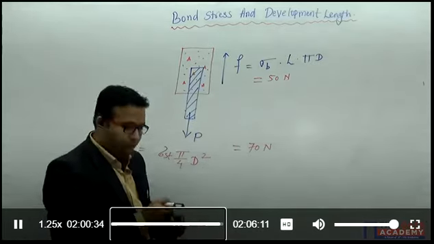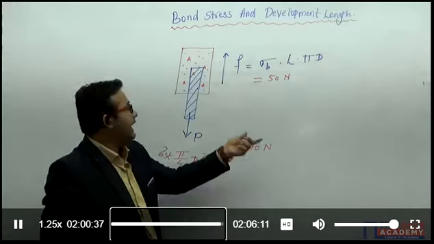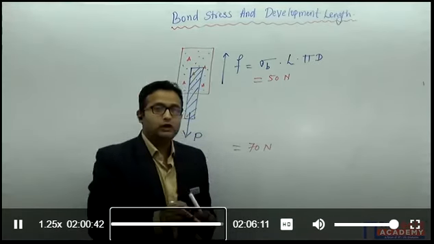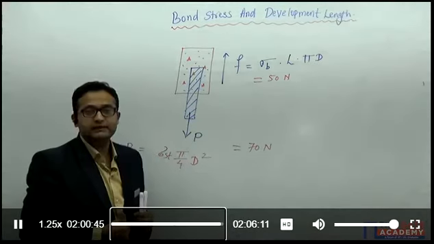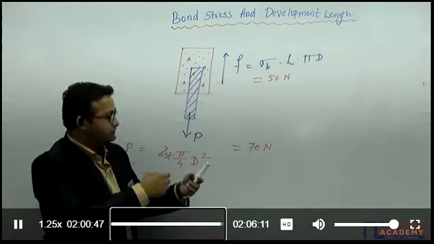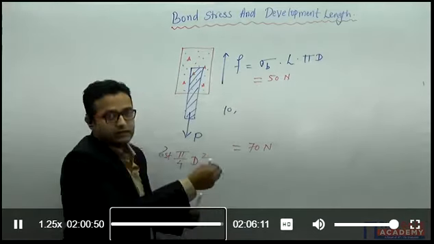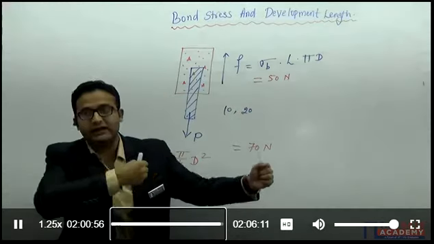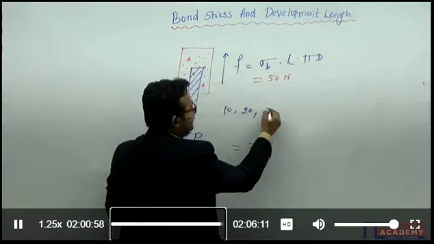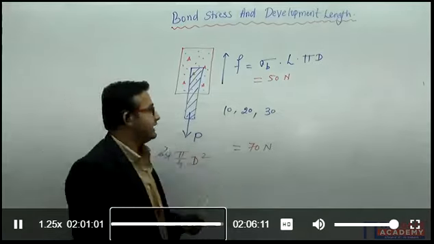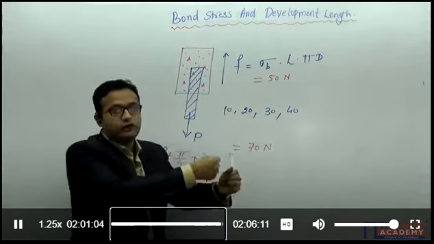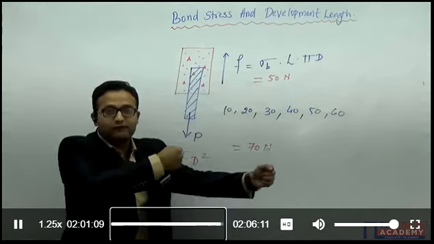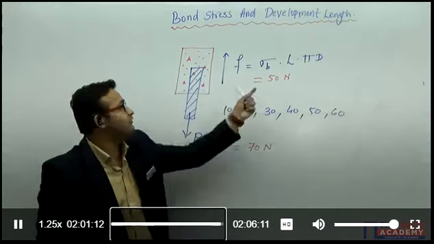The value of P I am getting 70 Newton and the value of F, suppose I am getting 50 Newton. Now I am starting pulling my steel. The force I started with 10 Newton. I am pulling, it is not failing. Then I increase to 20 Newton. Again I am increasing. Now 30 Newton I am pulling. Now 40 Newton. Now 50 Newton. Now 60 Newton.